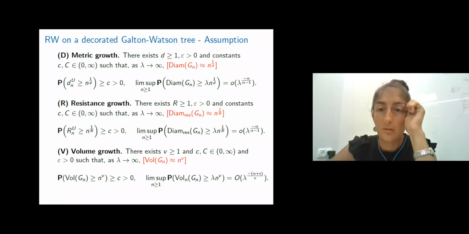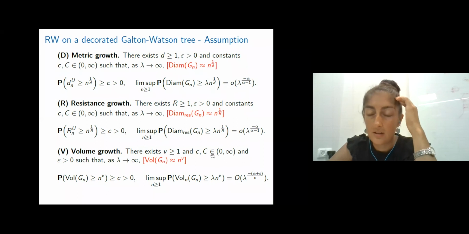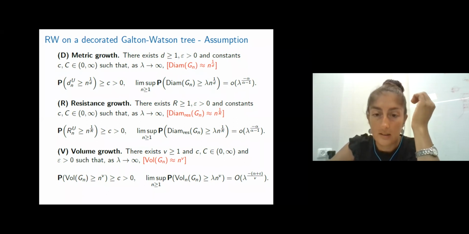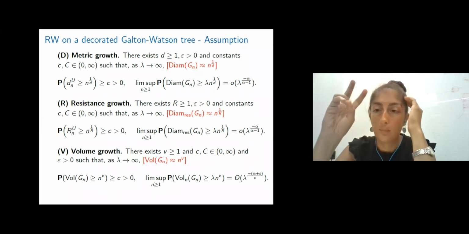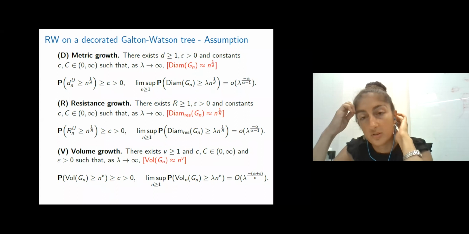So then the aim is, once we've got these three exponents, plus we have the alpha from the tree, to then write the random walk exponents in terms of D, R, V, and alpha. And you do need to have some assumptions on the tail decay. This is mainly because what you want to say is that somehow the big graphs you insert will correspond to high degree vertices in the tree.